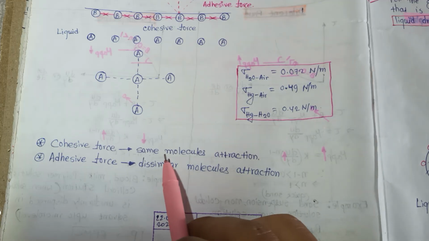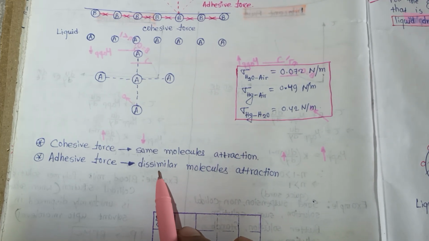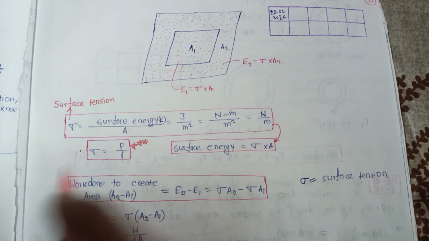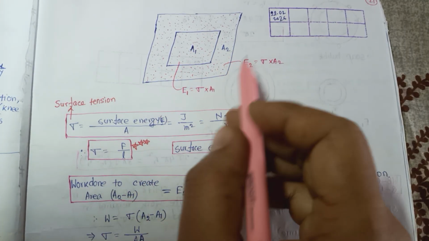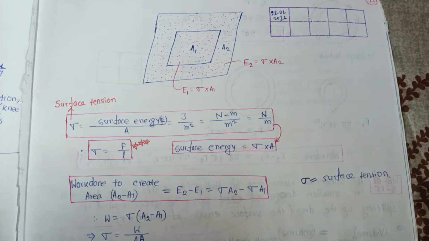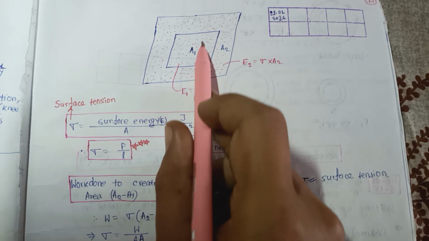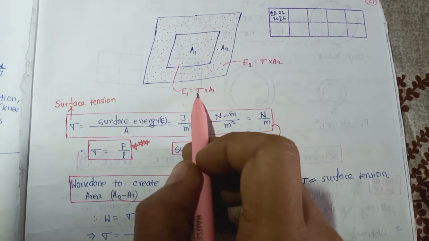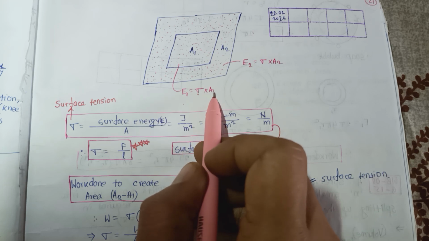And what is cohesive force? Cohesive force means attraction between same molecules, and adhesive force means attraction between dissimilar molecules. Consider a small area A1. What is the energy? E is the surface energy. So the energy of that area is sigma into A1, where sigma is the symbol of surface tension.